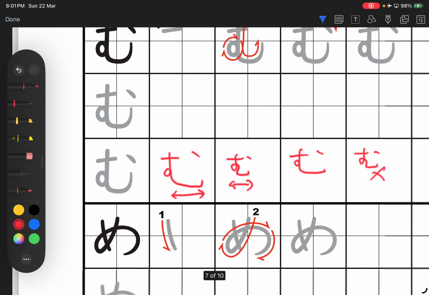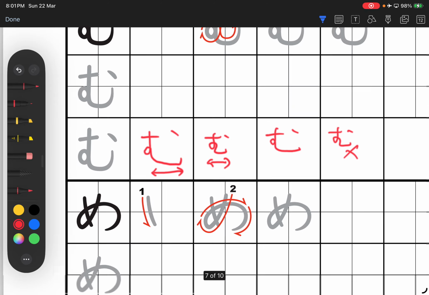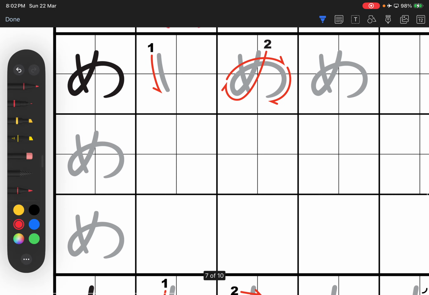Okay. Next we have me. First stroke down, second stroke start from the right side and then we do a loop. Very similar to nu, but without the last loop.